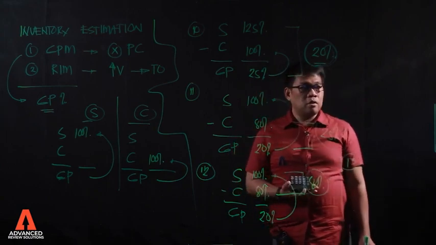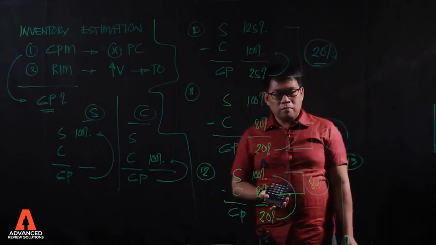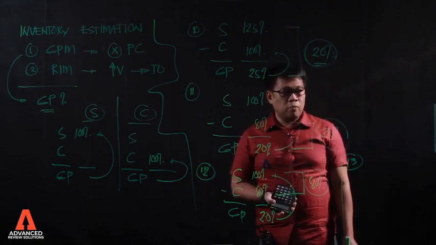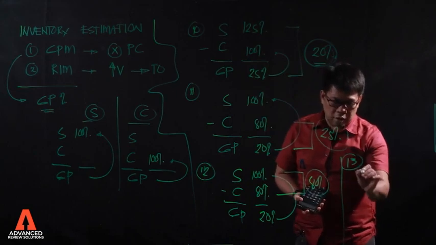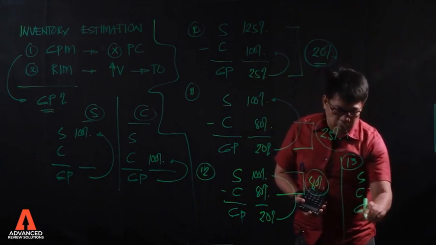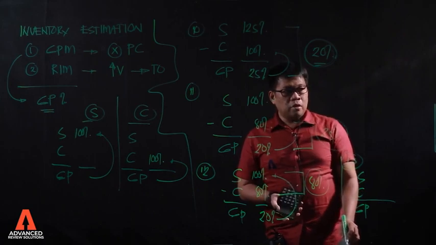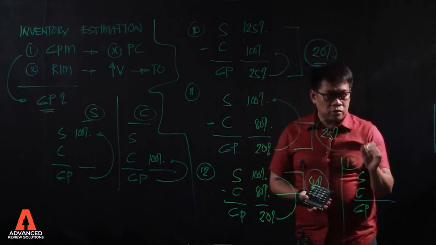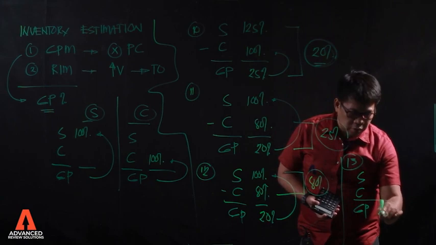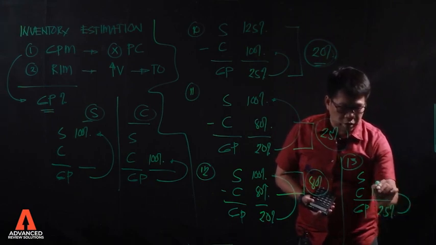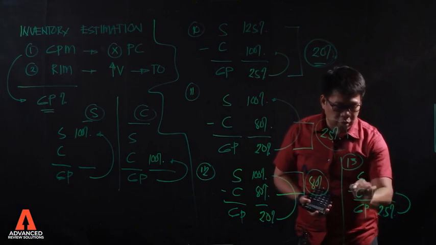Kaya dito sa item number 13, ang sabi niya sa'yo, if the gross profit rate based on cost is 25%, what is the cost ratio? Sales, cost of sales, and gross profit. Okay? Again, item 13, if the gross profit based on cost is 25%. So this is 25% based on what? Based on cost. This is 100%. So this should be 125%.